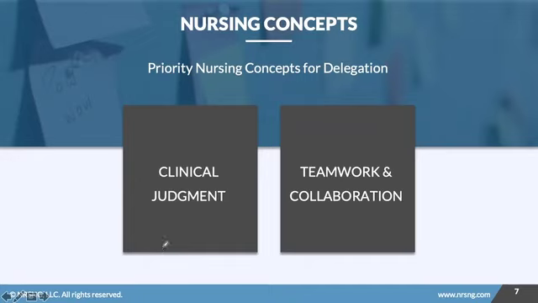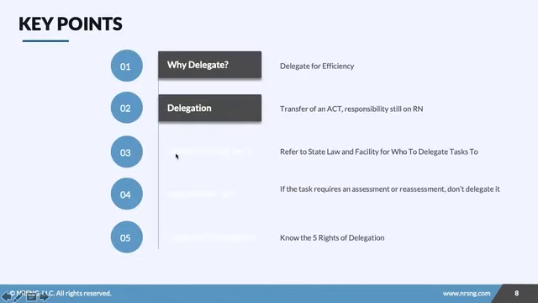All right, some of the nursing concepts you need to be aware of, and some of the nursing concepts that would apply here would be clinical judgment. This one's so important here. Are we using sound clinical judgment in delegation and in delegating tasks to others? And then teamwork and collaboration. It's so important in the healthcare environment to be working as a team. One nurse, one UAP cannot do everything that needs to be done. We must work as teams. We must work together. We must delegate and work as a team.